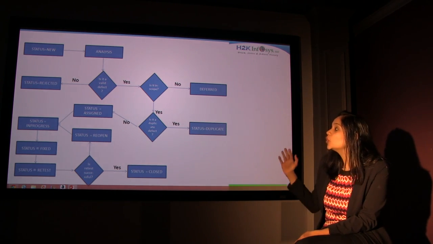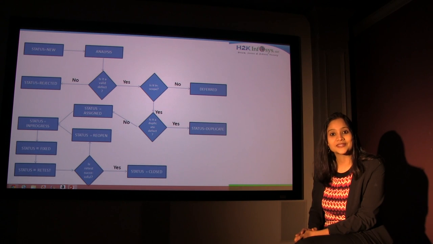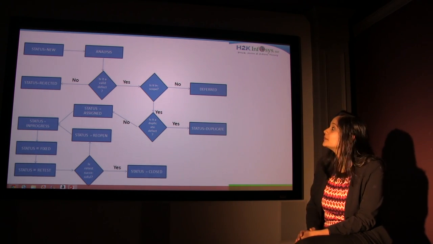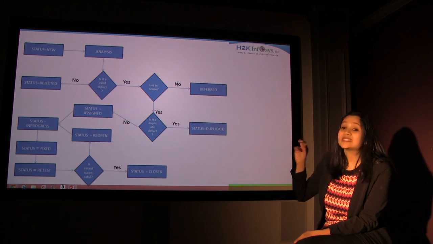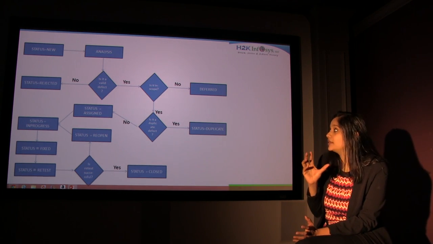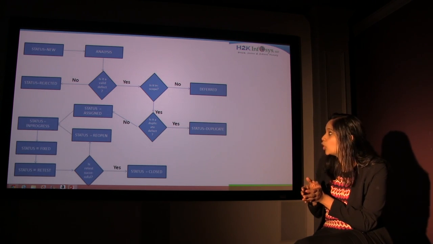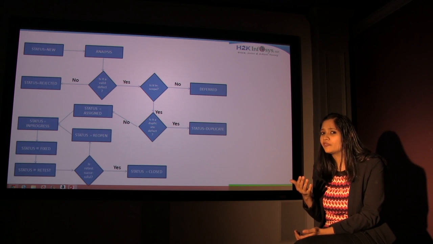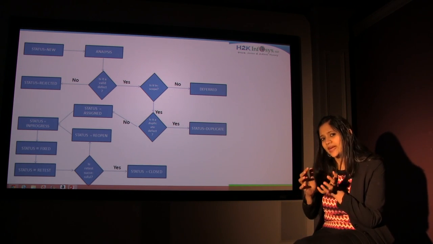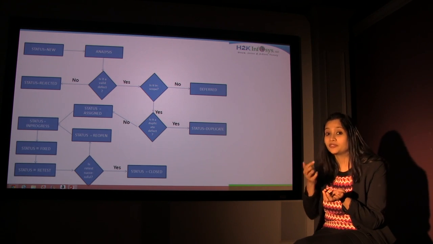So this is a pictorial or graphical representation of what happens after you find a defect. Basically, once a defect is found, the status is new. It's a new defect. And then you analyze whether it is actually a defect or not. If it is a valid defect, is it in scope for this build or not? Okay, it is a defect. Does it need to be fixed right away? That is something you have to decide.